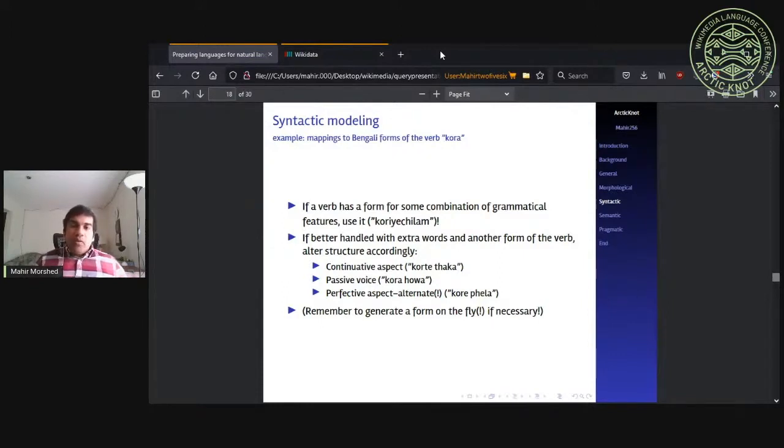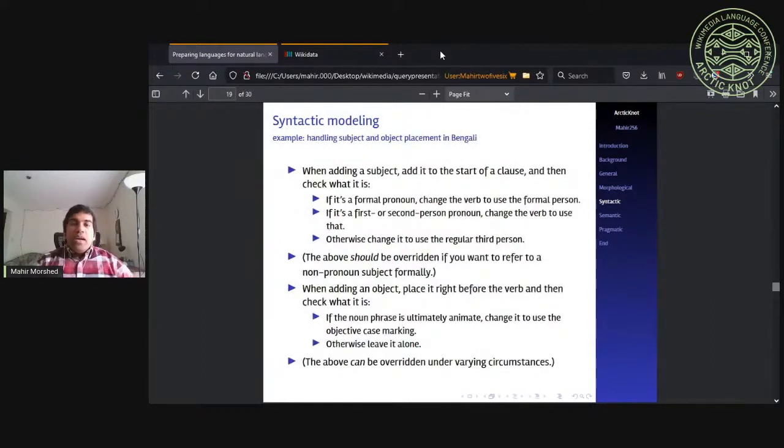And if there's a particular set of features for which a periphrastic construction is necessary, or basically a construction with multiple words, it should be possible to alter the structure of the phrase or the clause around it to handle that accordingly. So in Bengali, some of these examples include the continuative aspect, the passive voice, and in certain situations, the perfective aspect for things that have been done, but you want to emphasize the fact that they're finished. And I should remind you again that, if these forms don't exist, you should generate them on the fly if necessary. Another example might be the handling of subject and object placement in Bengali.